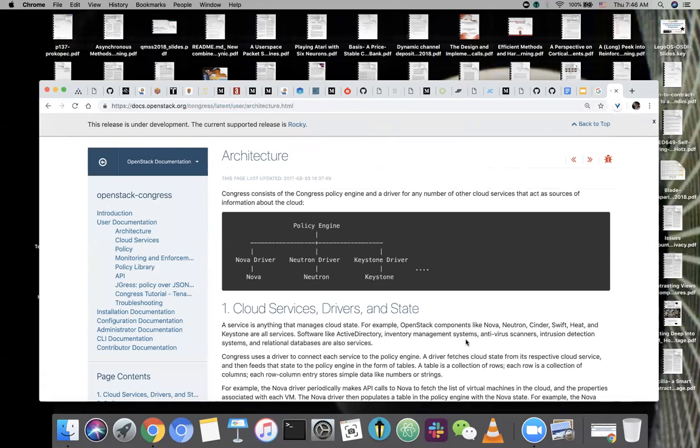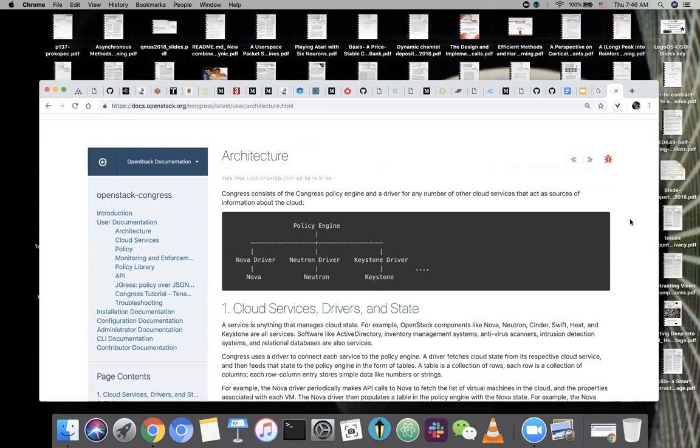Sure. So this might be a dumb question, but in Kubernetes, CRDs and stuff, that's all controlled by the person setting up the cluster, right?